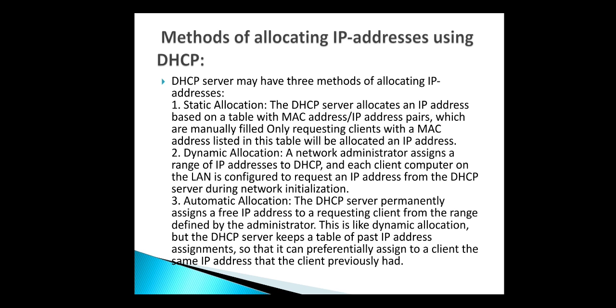And the third one is automatic allocation. The DHCP server permanently assigns free IP addresses to requesting clients from the range defined by the administrator. This is like dynamic allocation, but the DHCP server keeps a table of past IP address assignments so that it can preferentially assign to the client the same IP address that the client previously had.